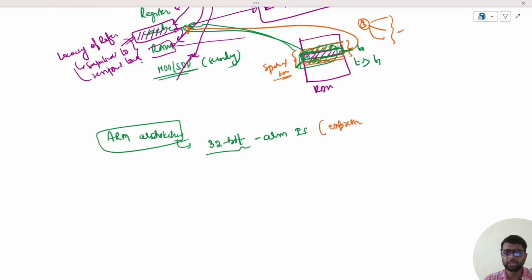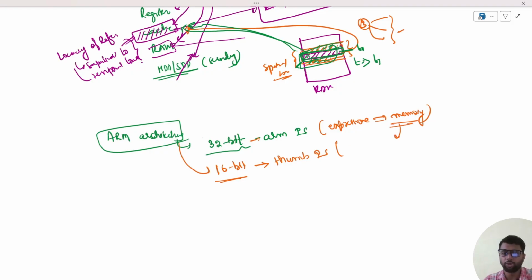A large number of instructions can be written. The drawback was that memory consumption was high, and each time you do not require such lengthy instructions to execute some small work. So another instruction set came for the ARM architecture, and that was 16-bit. These 16-bit instruction sets are known as the thumb instruction set. Why were these made? Just to overcome the limitation of high memory consumption even for the execution of small tasks.